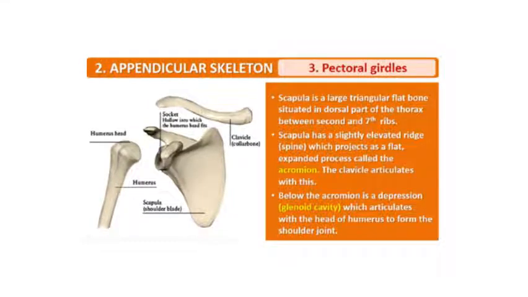Scapula is a large triangular shaped flat bone which is situated in the dorsal part of the thorax between the second and seventh ribs. This has a slight elevated ridge which projects as a flat expanded process called the acromion. The clavicle articulates with this. You can see all this in the picture how it is articulated. Below the acromion is a depression which articulates with the head of the humerus to form the shoulder joint.